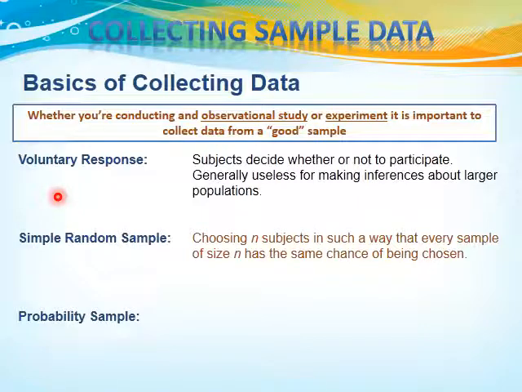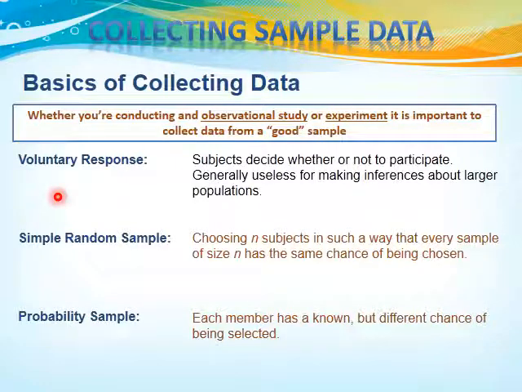A simple random sample is where we choose n subjects in such a way that every sample of size n has the same chance of being chosen. So for example, if we're choosing a sample of size 10 to conduct our experiment and our population has a size of 100, then any group of 10 subjects from that population of 100 would have an equal chance of being chosen. A probability sample is similar to a simple random sample, except instead of each group of n subjects having the same probability, each individual member has a known but probably different chance of being selected.